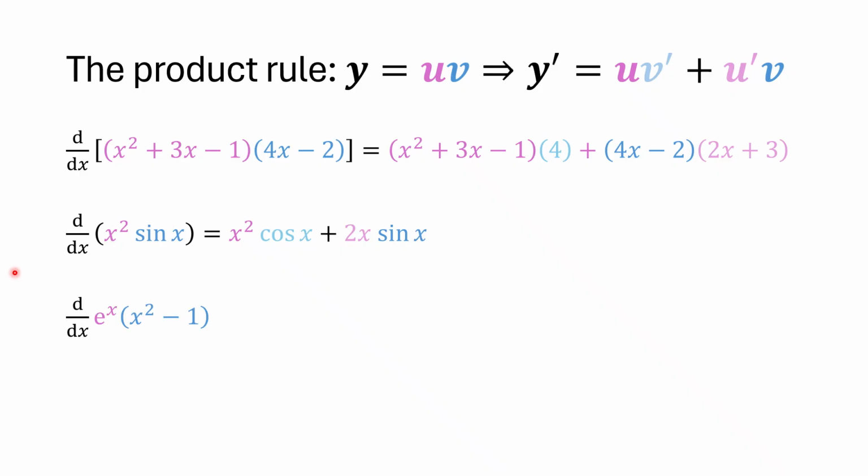In the last example, we have e to the x times x squared minus 1. The first thing, e to the x, times the derivative of the second plus the second thing times the derivative of the first, which is again e to the x. It does look like I didn't take the derivative, but I did, because the derivative of plain old e to the x is e to the x.